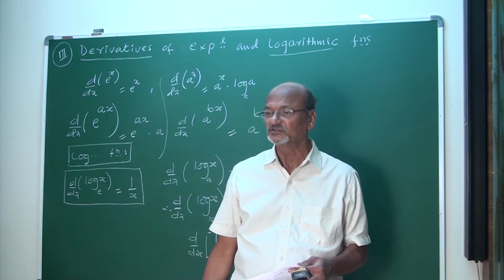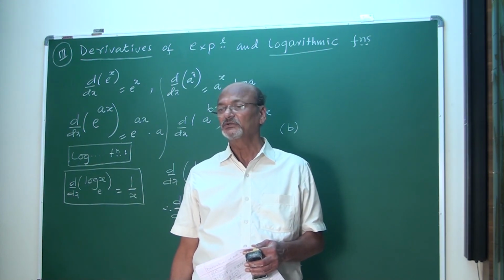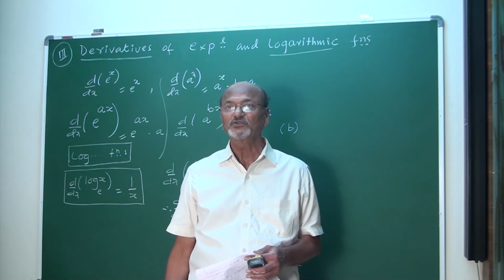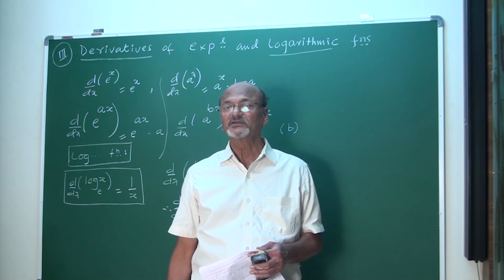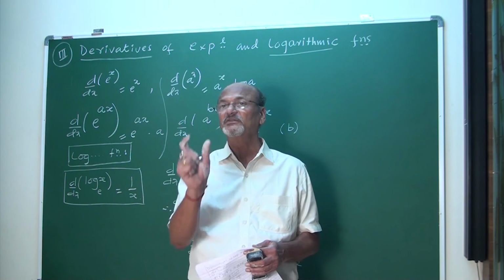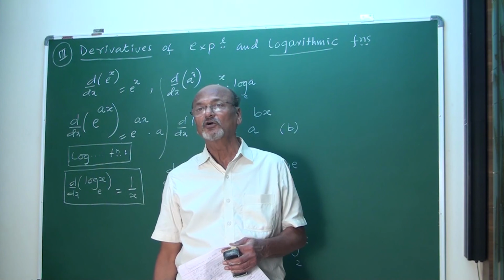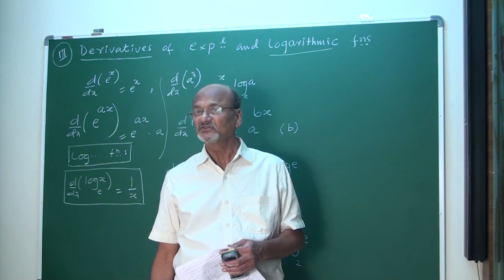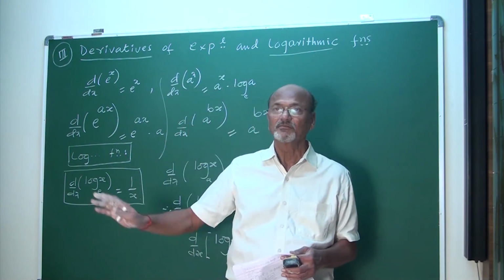About the trigonometric functions. The derivative of sin x is cos x. Cos x is minus sin x. Tan x is sec square x. Cot x is minus cosec square x. Sec x is sec x into tan x. Cosec x is minus cosec x into cot x. If the angle is other than x, for example the derivative of cos 3x, the derivative of cos is minus sin, write the angle as it is, 3x. If it is other than x, write its derivative too. The derivative of 3x is 3. These are about the trigonometric functions.